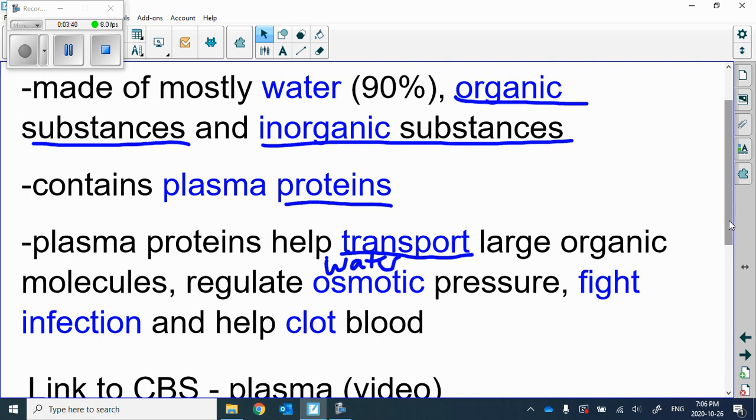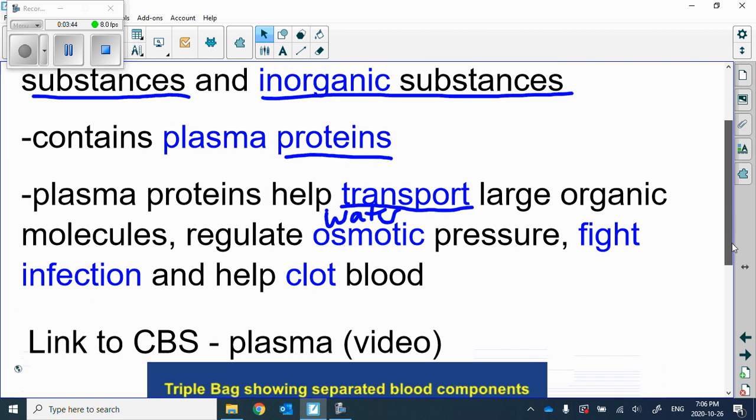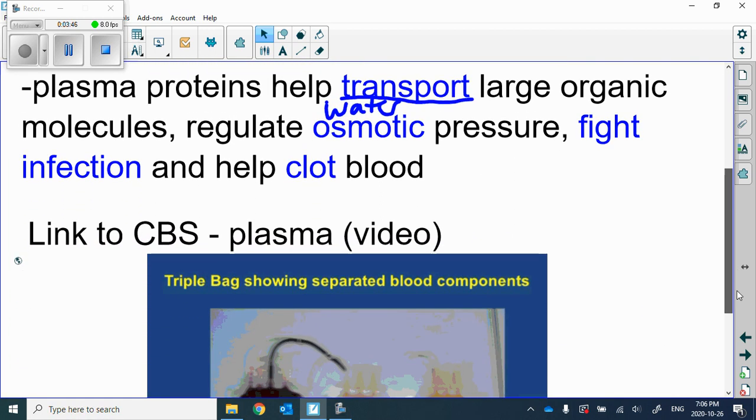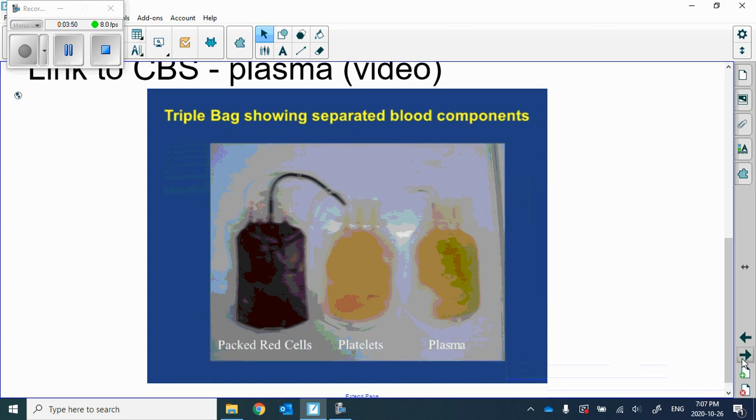Next time you come to class, we're going to talk about Canadian Blood Services, and I'll link you to their website, and we'll show a couple of videos on that. So this picture here is from the Canadian Blood Services website, and it shows a bag being separated into its component parts. So there's packed red cells, platelets, and then plasma.